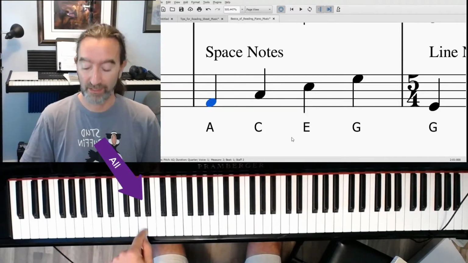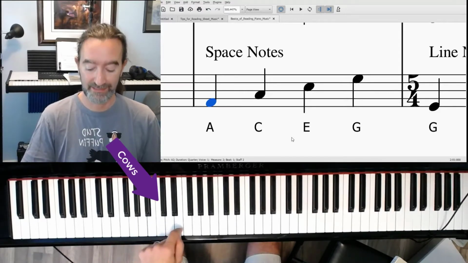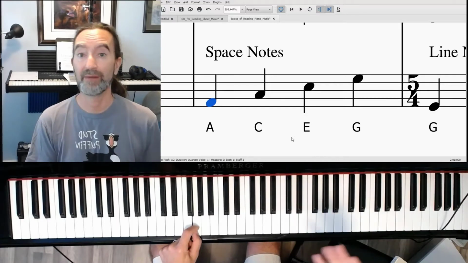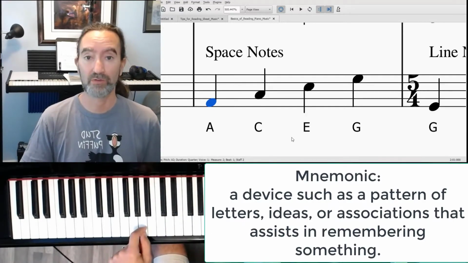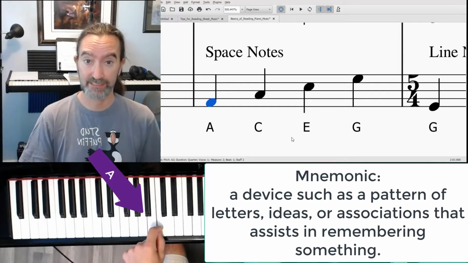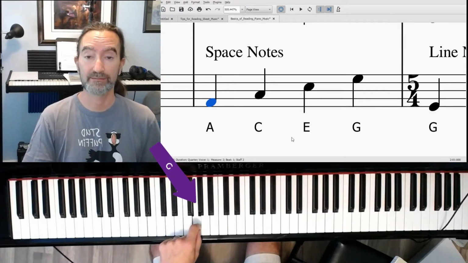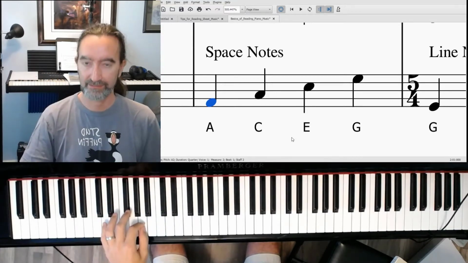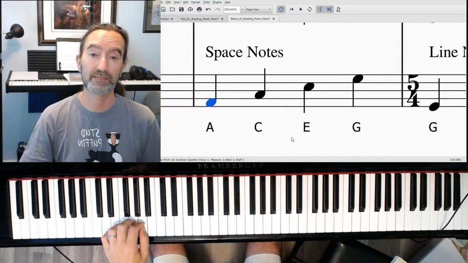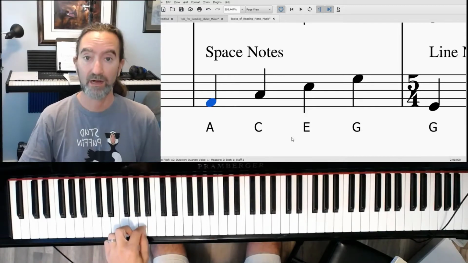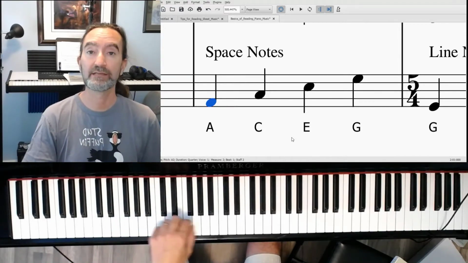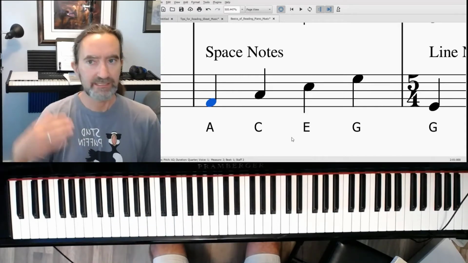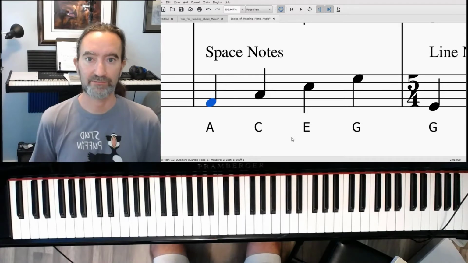We're going to do this. All cows eat grass. Now, because we're using a mnemonic device, we're going to also say A, C, E, G. And we're doing this with our left hand now. Don't do this with your right hand. Left hand will play the low notes, right hand are playing the high notes for now. All cows eat grass. A, C, E, G. Saying it out loud is incredibly helpful to learning.